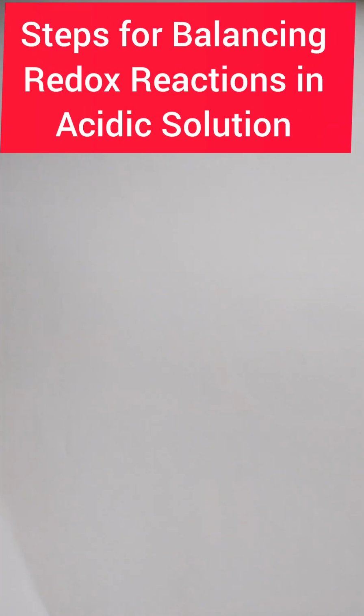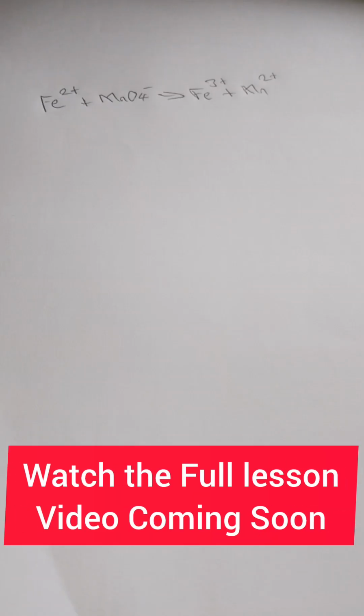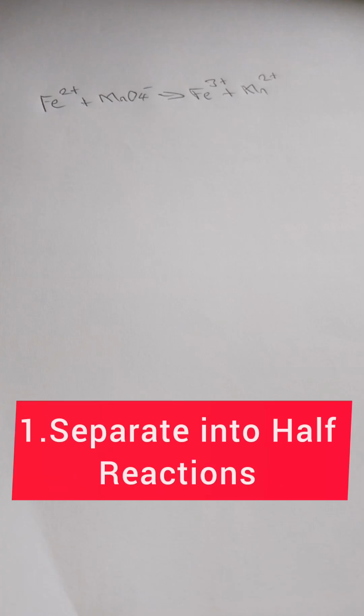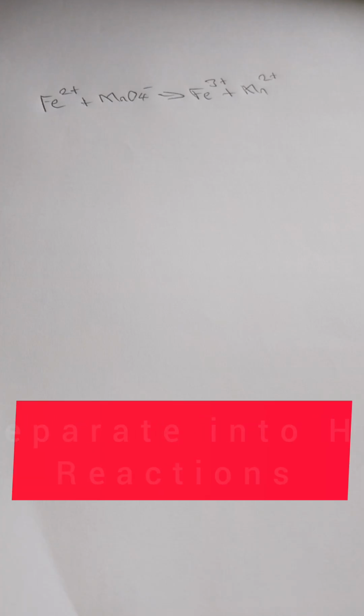So let's solve an example to see the steps of balancing redox reactions in acidic solution. That's our reaction there. We are to balance in acidic media. Just as I said earlier, these are the steps you should consider when balancing redox reactions in acidic solution. The first step is to separate into half reactions.